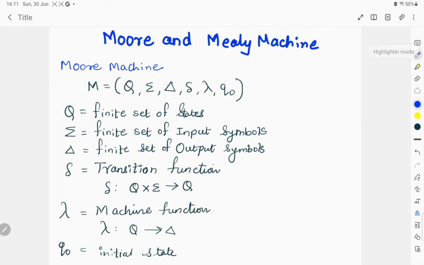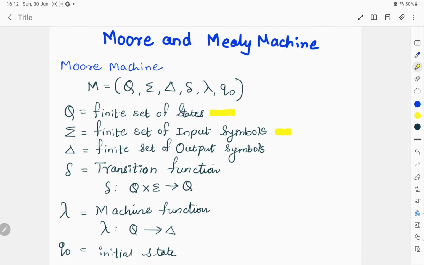That's why, if you see the tuple definition of this Moore machine, M is equal to Q, sigma, capital delta, small delta, lambda and q0, where Q is a finite set of states. This is altogether the same as what we have in DFA. Sigma is also a finite set of input symbols. It is the same as DFA.